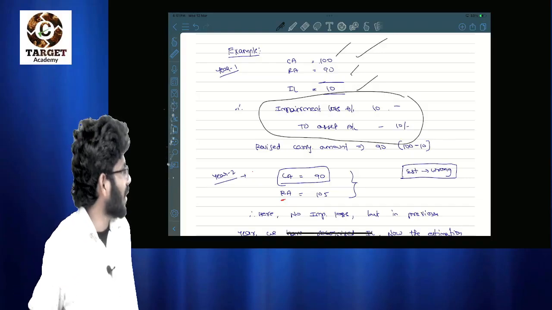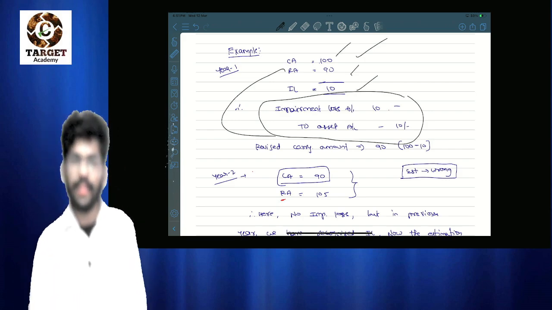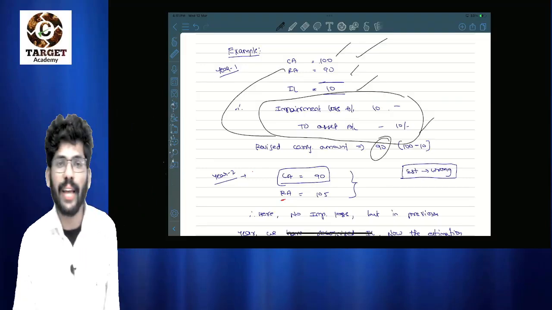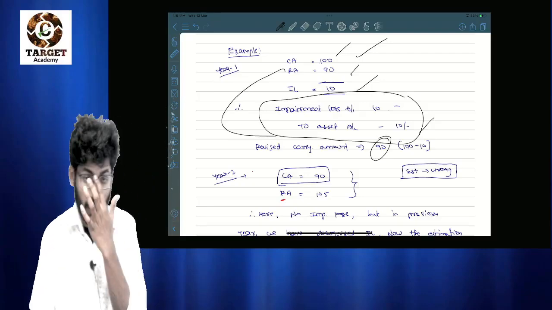We already discussed this. What is the revised carrying amount? The recoverable amount should be the revised carrying amount. Obviously, say yes or no. Yes. How much? 90. That is the revised carrying amount. This is the year ending value. Correct or not? Yes or no?